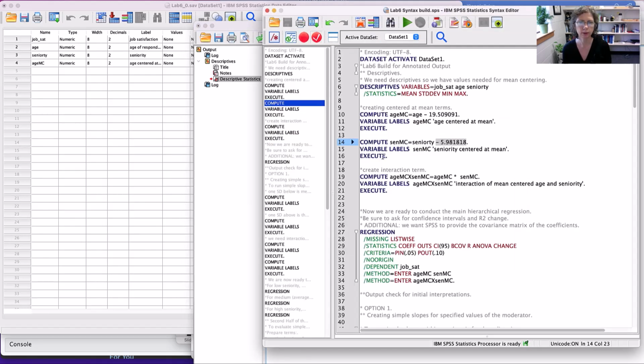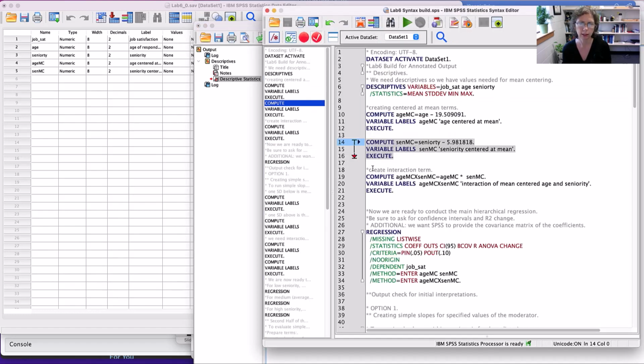So then you can compute the next one just based on syntax. You don't have to go through the click-through each time. Here's where you assign the label. Like that's the new name that I gave the variable, and then I have to use that new name, giving the variable the label of seniority centered at mean. So I can run that guy.